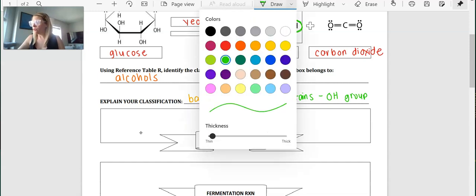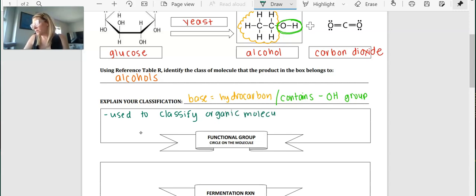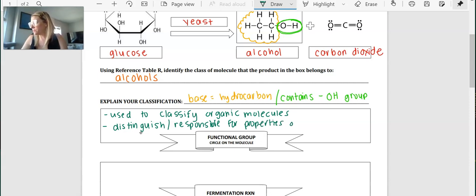So a functional group is used to classify organic molecules, and it's a functional group because it helps us to distinguish, or rather it is what is responsible for the properties of the molecules. And so the functional group of OH is what gives it the properties of an alcohol.